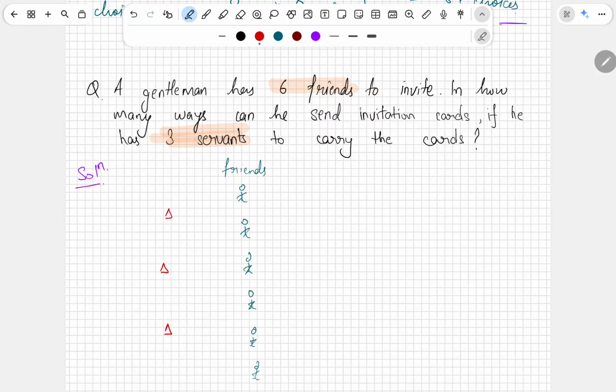Now, for the first friend, he can send either the first or second or third servant. So he has 3 choices. Now for the second friend also he has 3 choices. Now for the third friend also he has 3 choices, and so on. And we are using the word and, so we will multiply them. So the answer will be 3 to the power 6, that is 729 ways to invite his friends by using these servants.